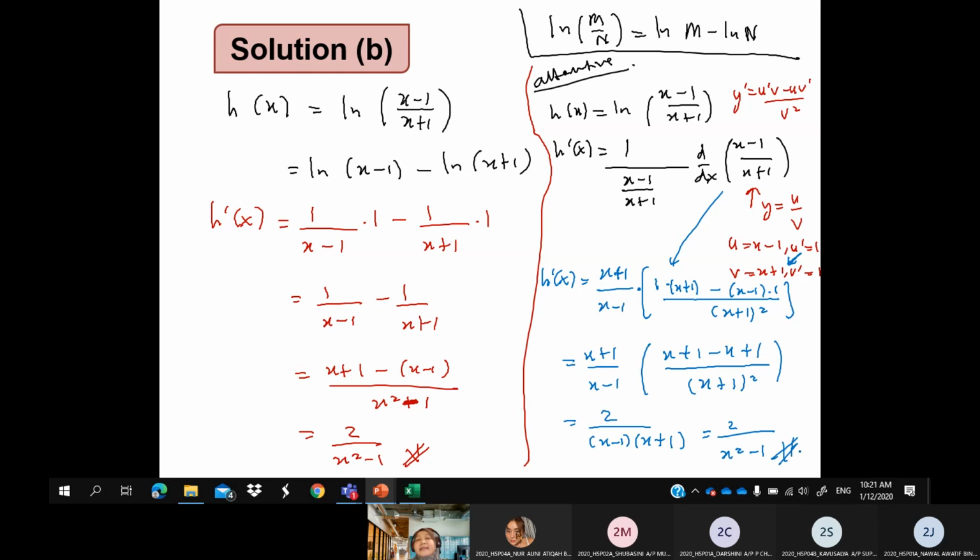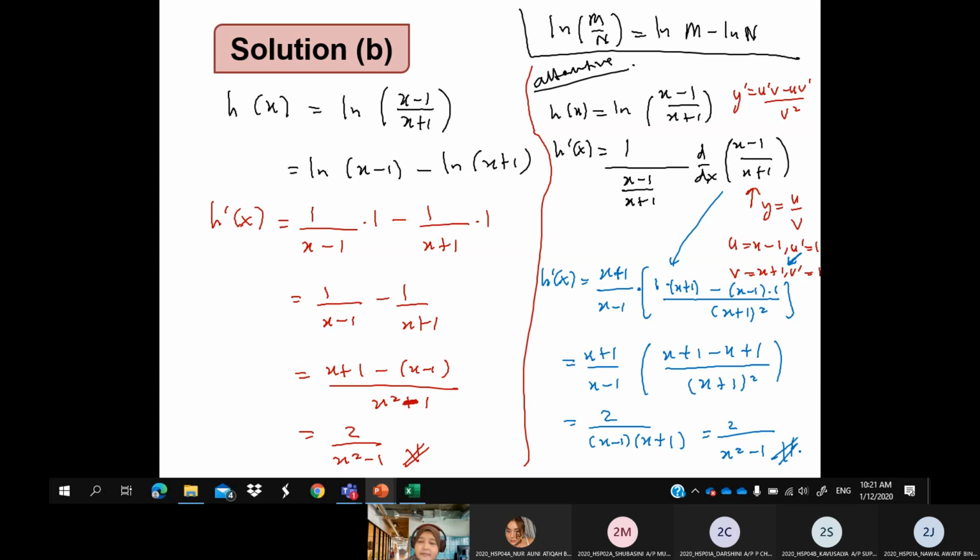So you have two methods. Up to you. If you are confident enough to use the law of log, please use it. It's actually very easy to differentiate using the law of log before you differentiate. So this is part b.